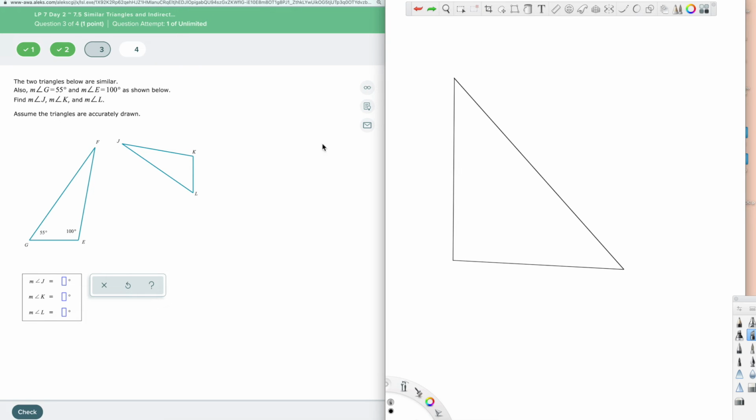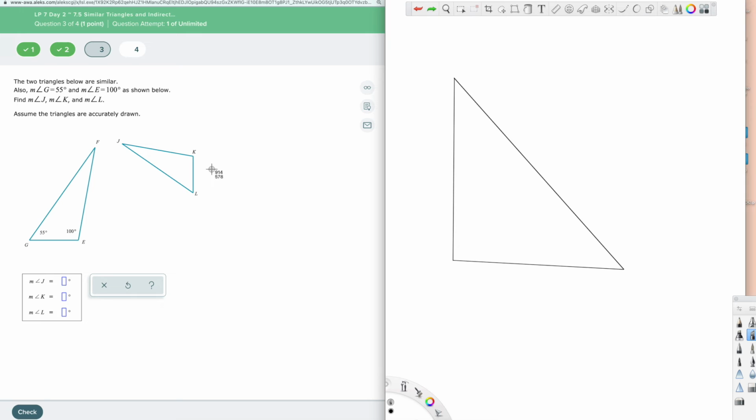So if I'm looking at this one, it's the same idea. What I want to do is match up the corresponding angles. So G is 55. They have that filled in for me. E is 100 degrees. Again, they have that filled in for me. I need to know what F is because I'm going to have to fill in all three of the other angles for the other triangle. So I want to make sure that I know which ones match.